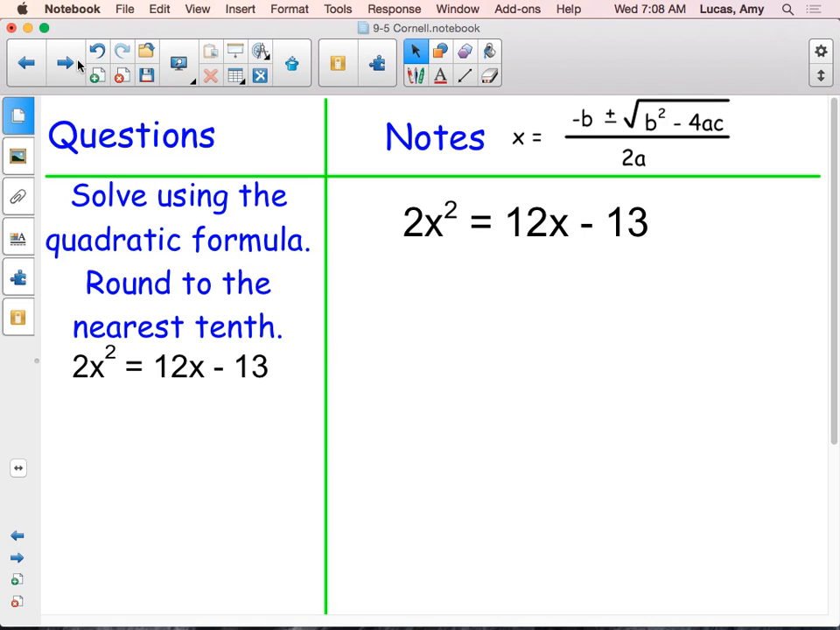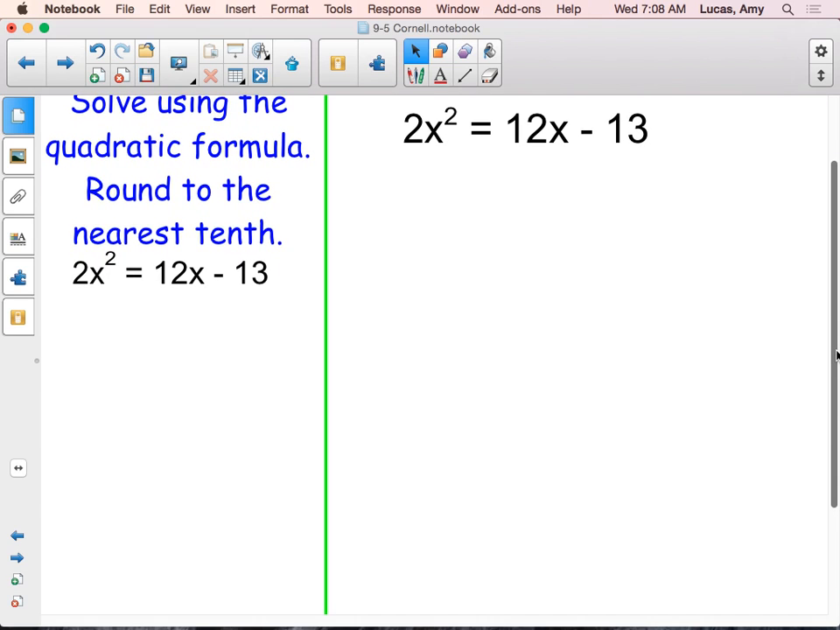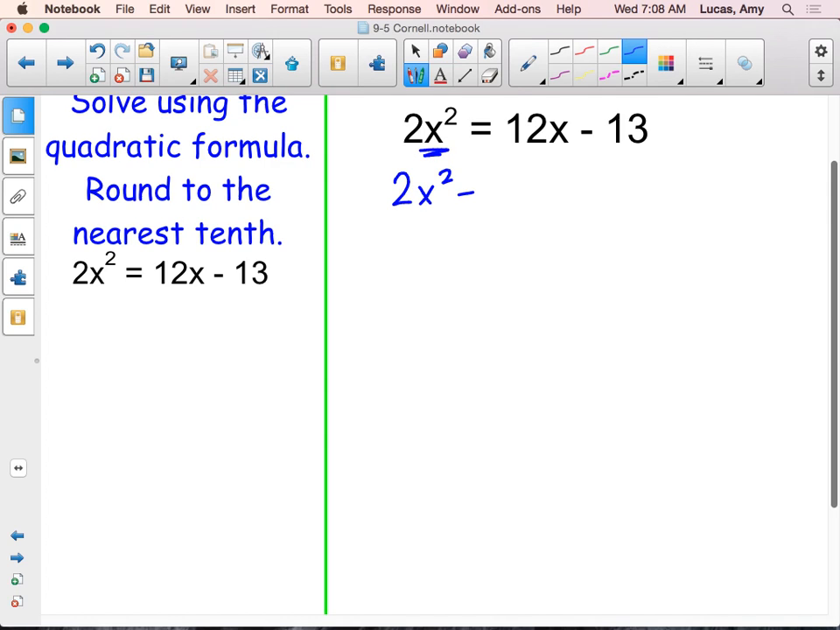Okay, solve using the quadratic formula, round to the nearest tenth. The first thing I need to do is write all of these terms on one side of my quadratic. I happen to like a being positive over here, so I'm going to leave that 2x squared, and I'm going to subtract the 12x and add the 13, like that.